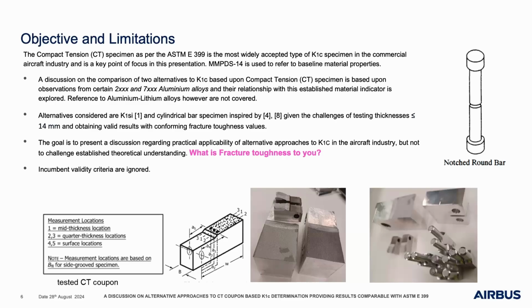Alternatives considered are obviously K1SI and the cylindrical bar specimen, as I said, and my goal is really to present a discussion and a question to yourself: what is fracture toughness to you? Incumbent validity criteria are ignored as part of the discussion. When I say incumbent validity criteria, I am referring to what the method says they are. So here are just some images.